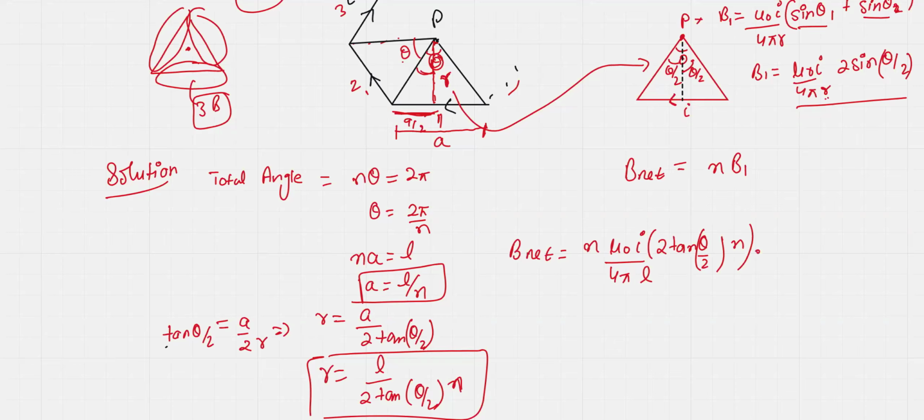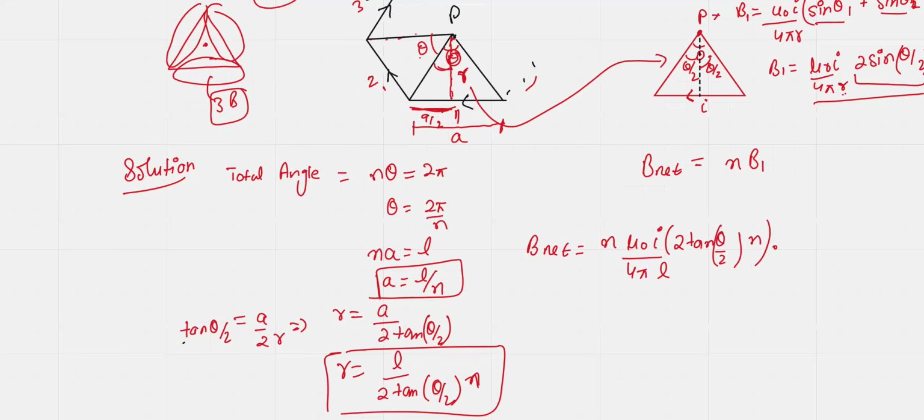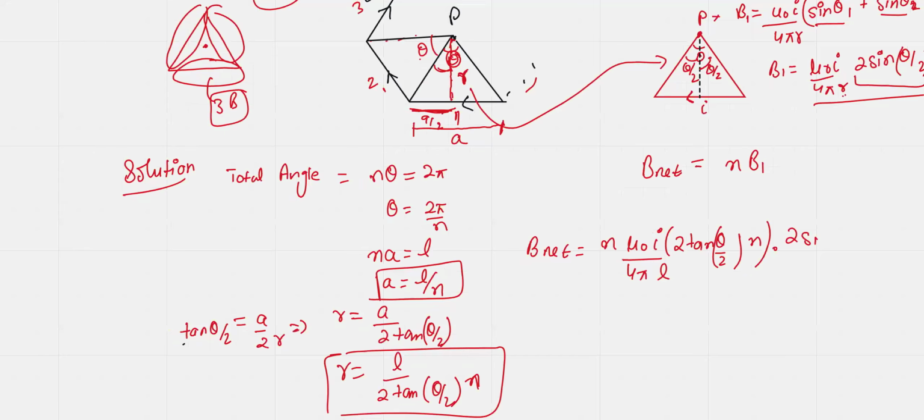What is the rest part? This part is this. Yes, so it will become 2 times sine theta by 2. This is it. Any doubts so far? No, sir. No doubt, right?